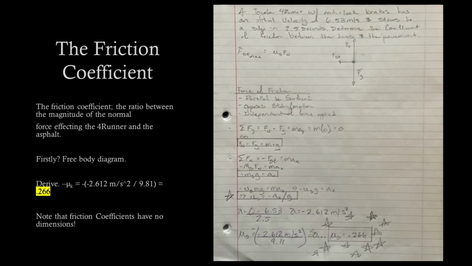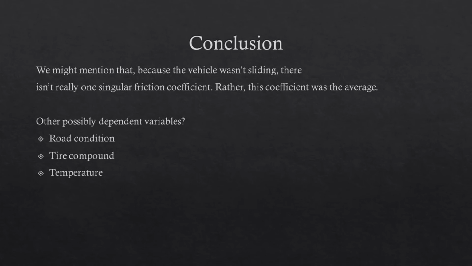This number has no dimensions, as both static and kinetic frictions have different proportions. So that's that, sort of. We might mention that because the vehicle wasn't sliding, there isn't really one singular friction coefficient, as would have been computed for an object with kinetic friction. Rather, this coefficient was the average. Depending on the road conditions, tire compound, and temperature, this coefficient could and would vary.